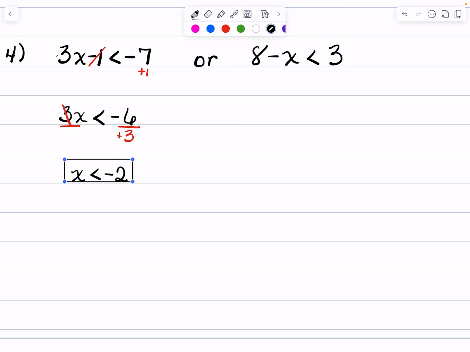Okay, this is an OR statement, so keep in mind what that means. What's our graph going to look like at the end? So let's go to the second inequality. I'm going to take this positive 8 and subtract 8 from the other side. So I have negative x is less than negative 5. Now, I cannot have this negative in front of the x, so I have to figure out how to get rid of it. How do I move it? If you remember, this is actually a negative 1 here. So it is negative 1 times x, so we can actually go ahead and divide by negative 1.